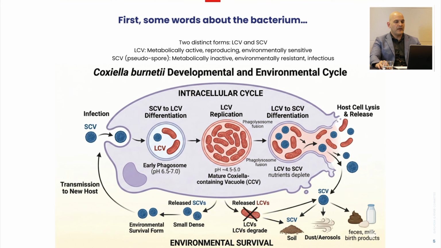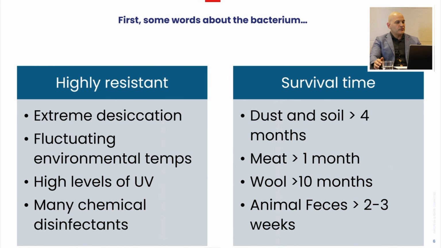The structure of the pseudospore is characterized by extraordinary environmental resistance, being able to persist in conditions that would eradicate other bacteria. The pseudospore is highly resistant to extreme desiccation, changing environmental temperatures, high levels of UV radiation from sunlight, and many standard chemical disinfectants. Studies have demonstrated that the pseudospore can remain fully viable and infectious in contaminated soil and dust for up to 4 months, in meat for 1 month, in wool for 10 months, and in animal feces for 2 to 3 weeks.